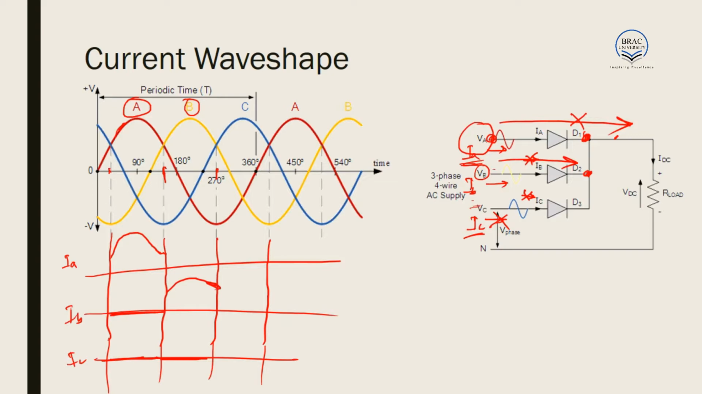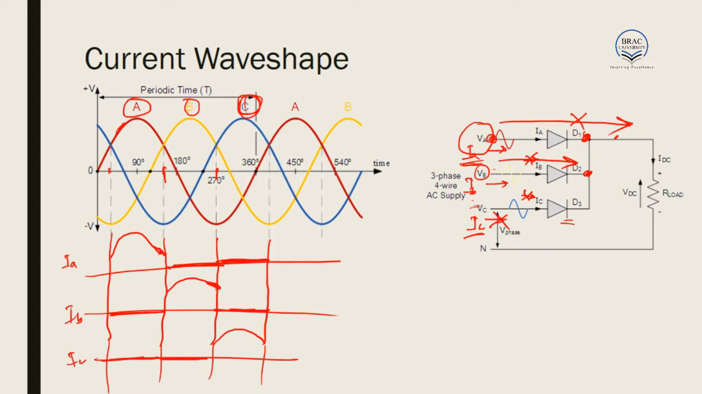Similarly, in the third part of the cycle, phase C conducts. That is, the diode D3 conducts. When the diode D3 conducts, there will be a current through IC. The current through IB will be 0, and IA will also be 0. As a result, the input currents will be entirely non-sinusoidal.